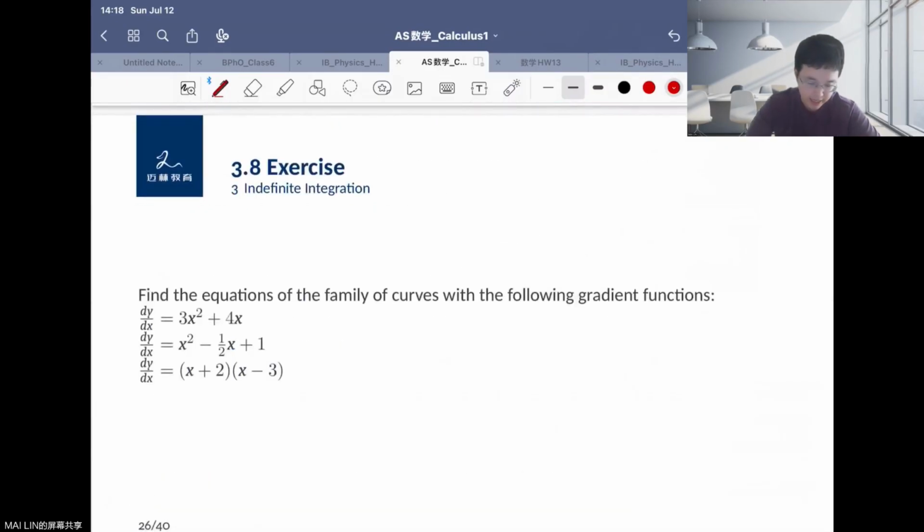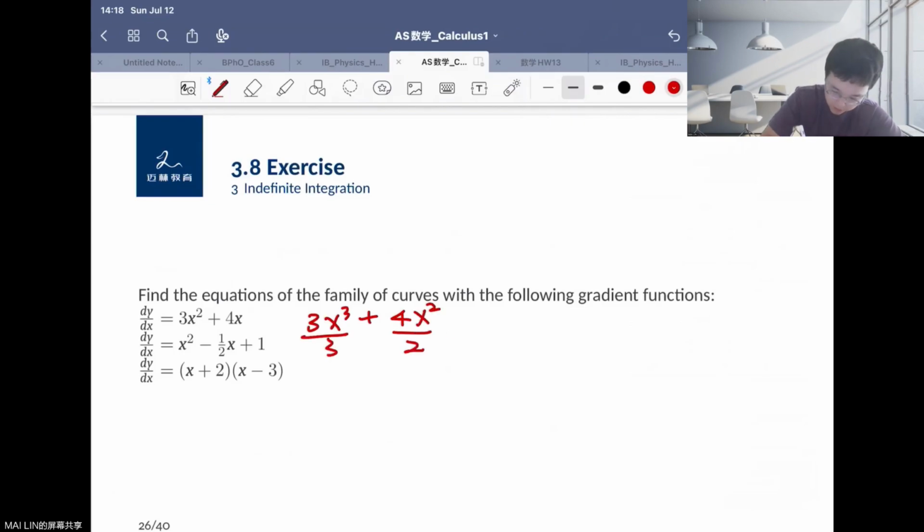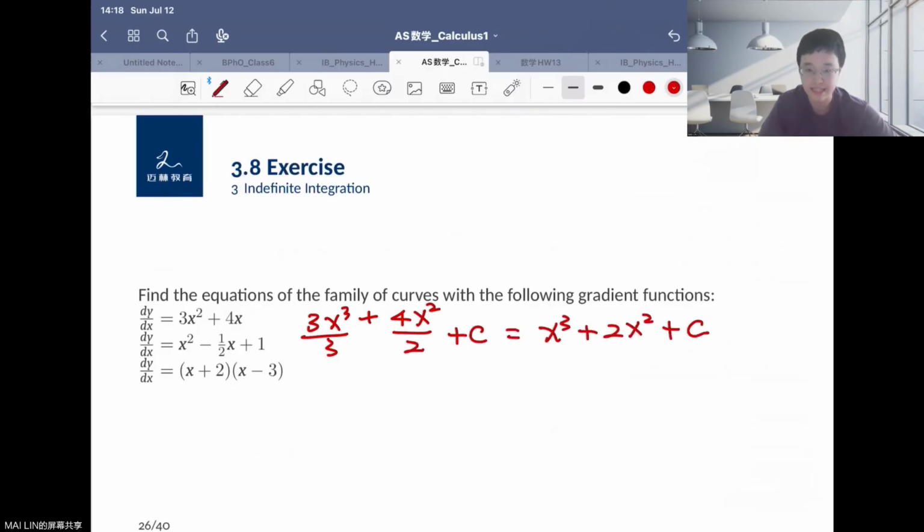Okay, so here is an exercise for this. And we can set that here is the function or the gradient. So how can we find the value of the curve? So first step is to make the power added 1, like 3x cubed and plus 4x squared, right? The second step is to divide it by the new powers, over 3 and over 2, plus c. Okay, so the value here is x cubed plus 2x squared plus c. Okay, that is it, right?